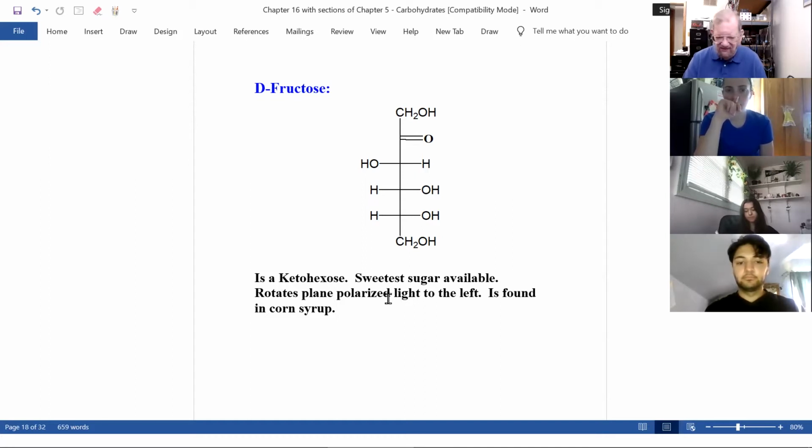Now, it turns out, and I'm not going to ever ask this, it rotates plane polarized light to the left. It's D-fructose, because this hydroxyl group is on the right, the highest, and I won't ask that. But it's found in corn syrup, or you can modify corn syrup so it has a high level of D-fructose. And for those who are not familiar with the food industry, I don't know how many years ago, 10, 15 years ago, I might be off by a couple of years, organic chemists, not me, found a way to modify corn syrup so it was an extremely high percentage of D-fructose.